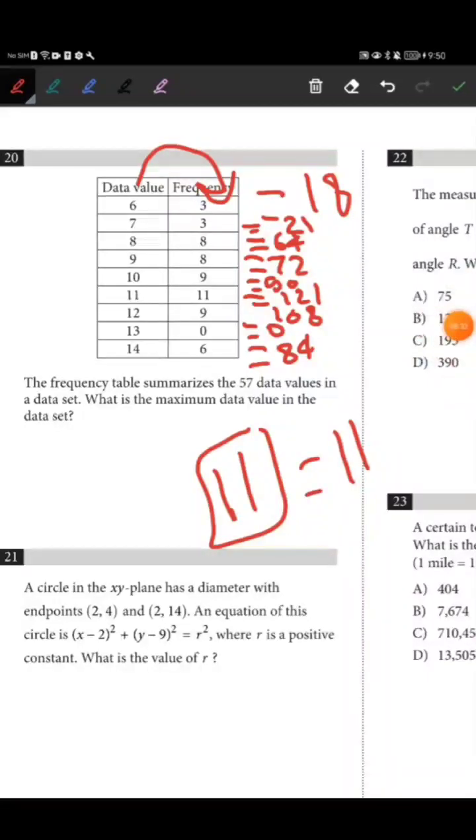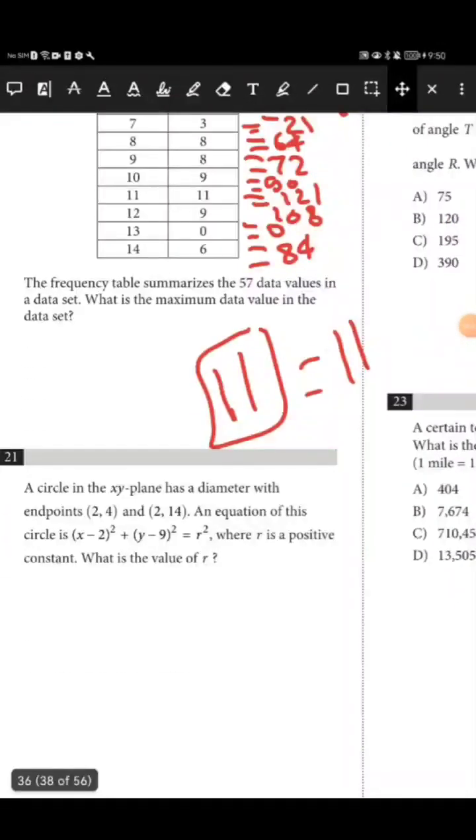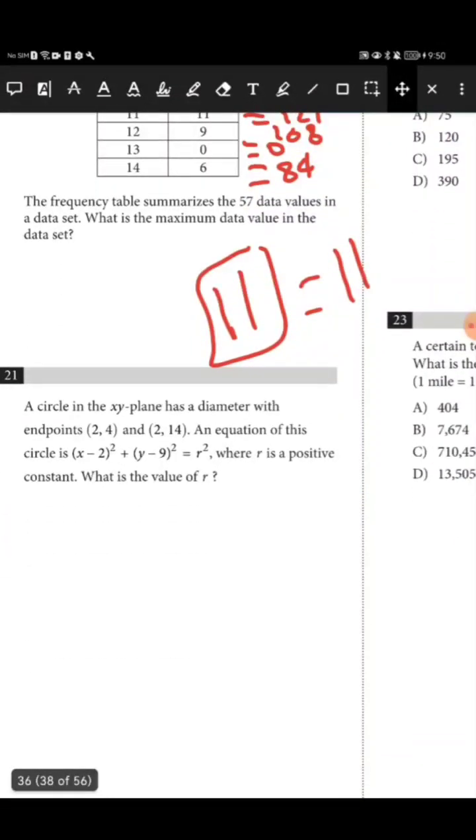Now moving on to question number 21. A circle in the xy plane has a diameter with endpoints 2, 4 and 2, 14. An equation of this circle is x minus 2 squared plus y minus 9 squared equals r squared, where r is a positive constant. What is the value of r?